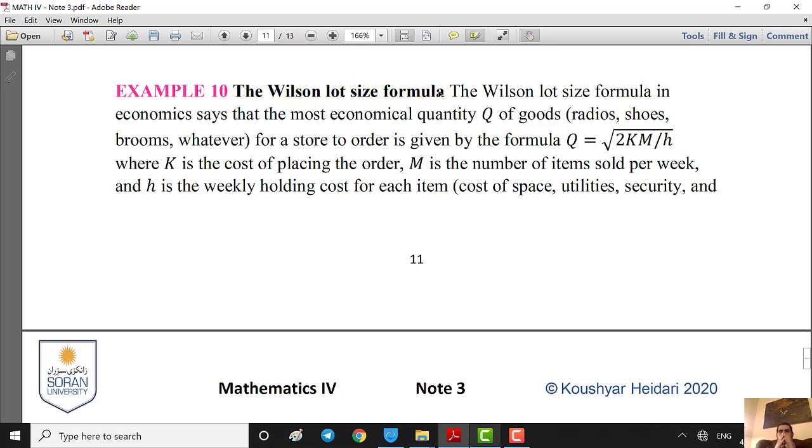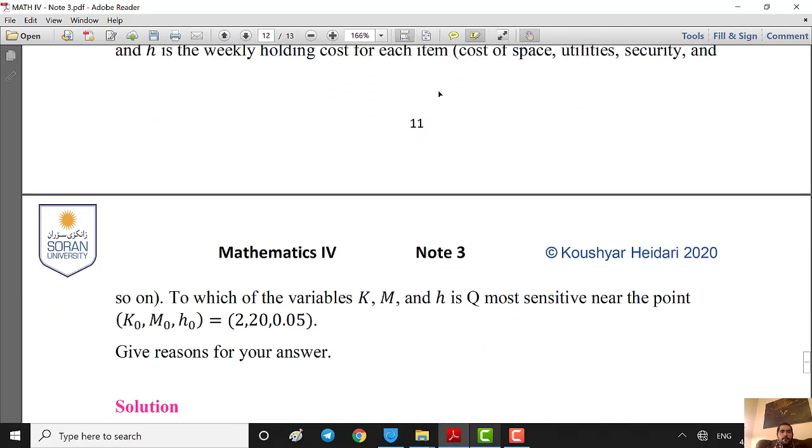Now, the Wilson lot size formula in economics says that the most economical quantity Q of goods, radios, shoes, whatever, for a store to order is given by the formula Q equals the square root of 2KM over H, where K is the cost of placing the order, M is the number of items sold per week, and H is the weekly holding cost for each item: cost of capacity, cost of space, utilities, security, etc. To which one of the variables K, M, and H is Q most sensitive near the point (2, 20, 0.05), and give reasons for your answer.